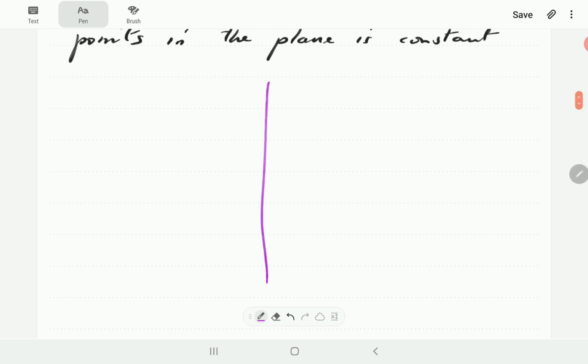So a parabola has got one focus, and an ellipse has got two foci. A parabola has got one vertex, and an ellipse has got two vertices.